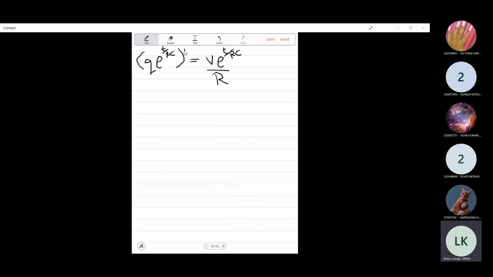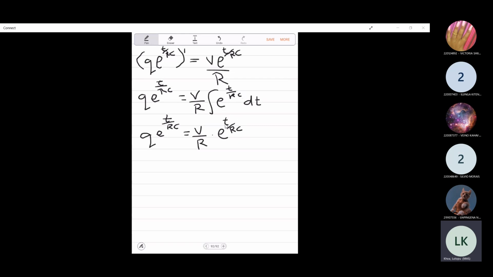Okay, then to get rid of the prime, integrate on both sides. So we have q e to the power of t over RC. This is equal to V, and R can go outside the integral. Then e to the power of t over RC dt. So q e to the power of t over RC. This is V over R. Then the integral of this is this, the way that it is. So e to the power of t over RC. And then we divide by the derivative of this, which is 1 over RC, which is the same as multiplying by RC.